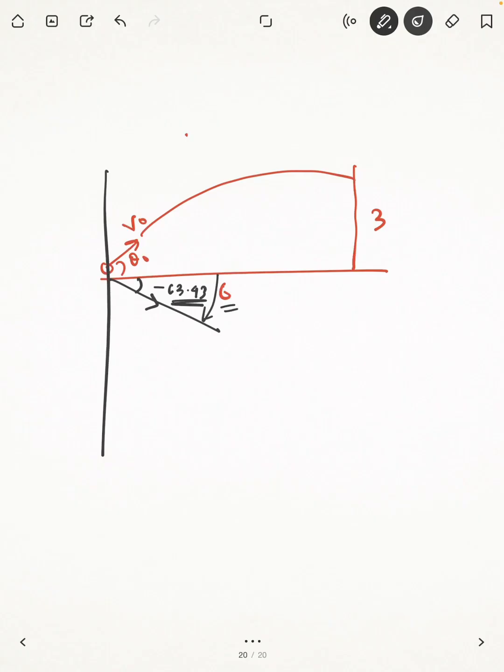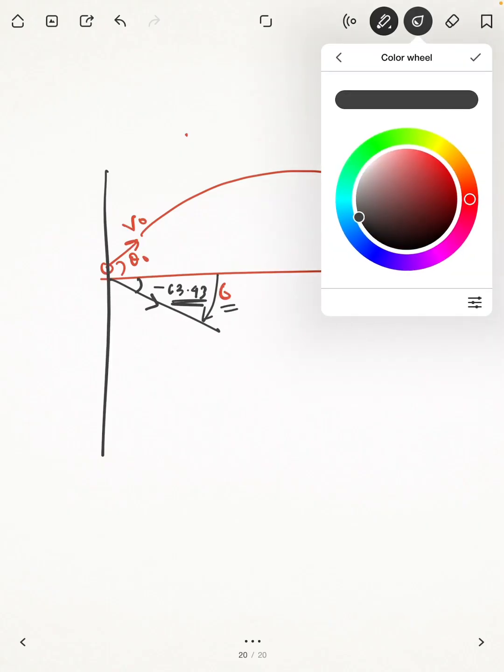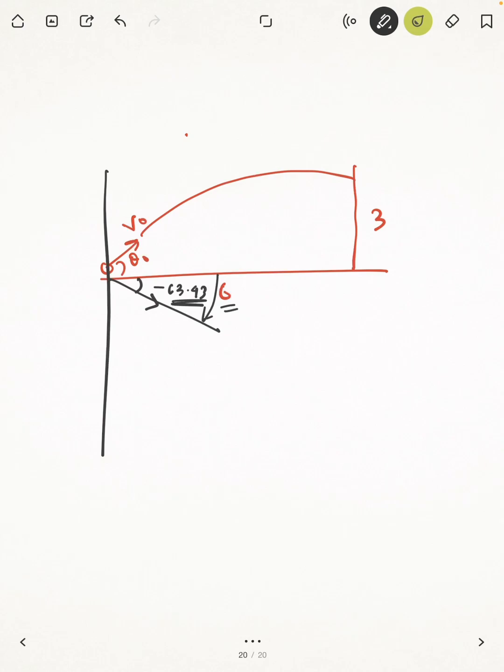Okay, now if you calculate with respect to the positive y-axis, then what will be its value? Its value should be this angle. Okay, this angle. So to find this angle, you have to add what? -63.43 plus 360. So you end up with for which angle? -63.43 plus 360. You're going to end up with 296.